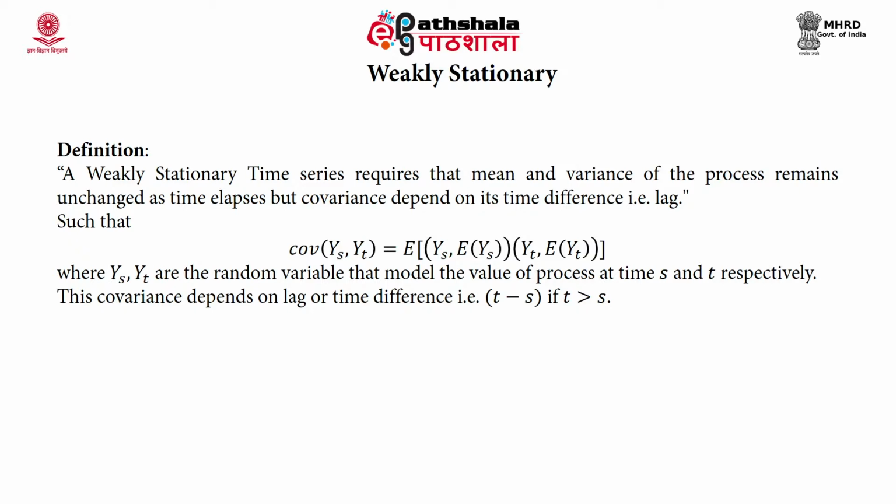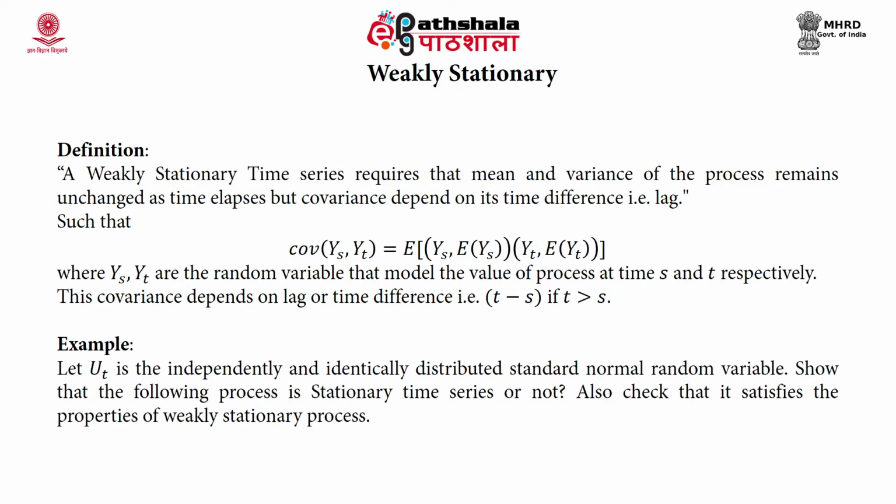So we already discussed covariance of y_t and y_s, which is represented in this form, where y_s and y_t are the random variables that model the values of the process at time s and t respectively. This covariance depends on the lag or time difference, that is t minus s.